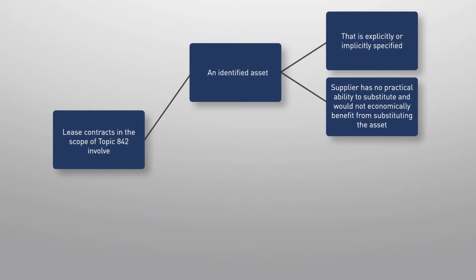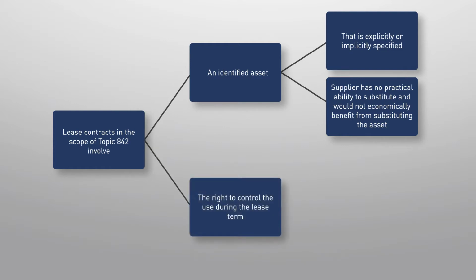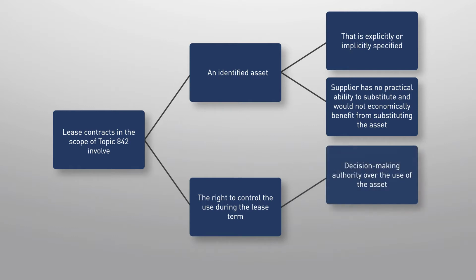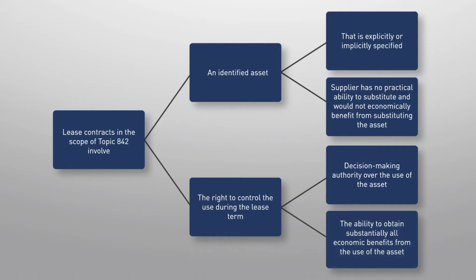Also, the lease contract must convey the right to control the use of the asset during the term of the lease. In other words, to determine how and for what purpose the asset is to be used during that lease term. This control must provide two things. First, the decision-making authority over the use of the asset, and then also the ability to obtain substantially all of the economic benefits of the use of the asset.